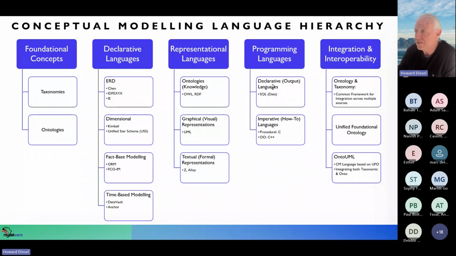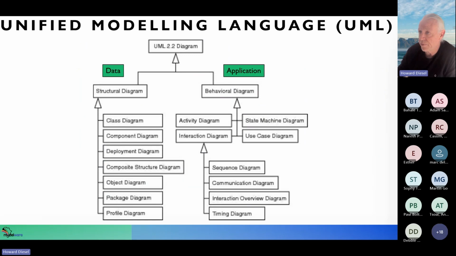Then we go to programming languages. They call it declarative output languages like SQL, and then imperative, procedural languages like C++. And then we get into integration, and these are other languages that we can use. So there's a whole range of different languages, all stemming from and revolving around the conceptual modeling language.